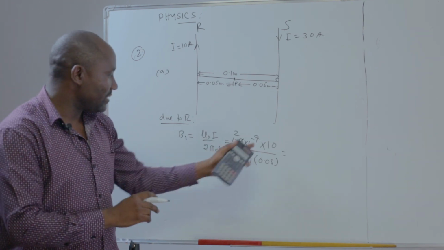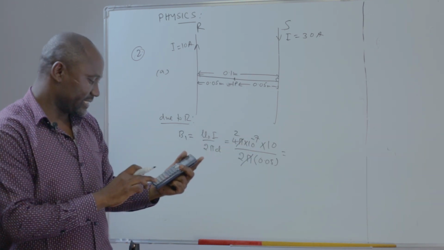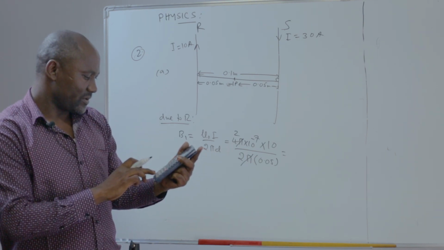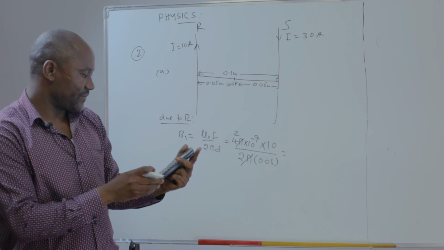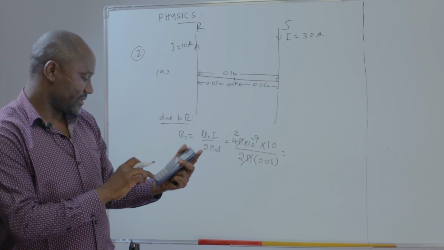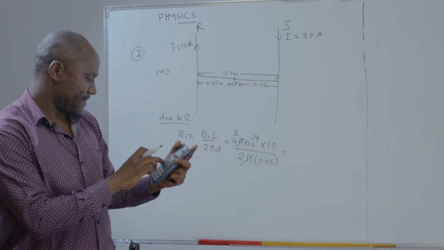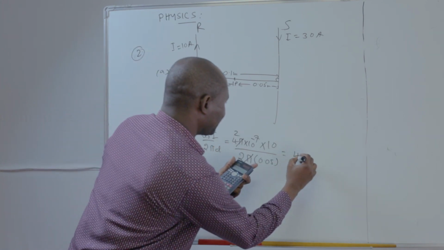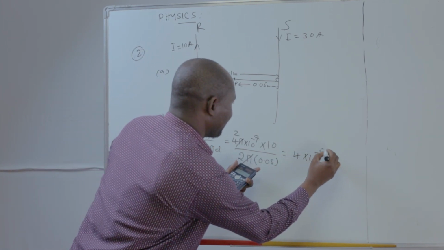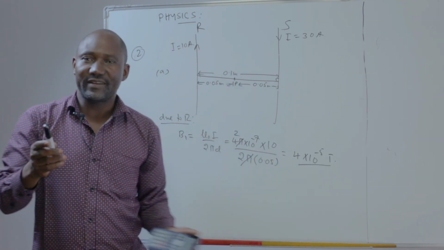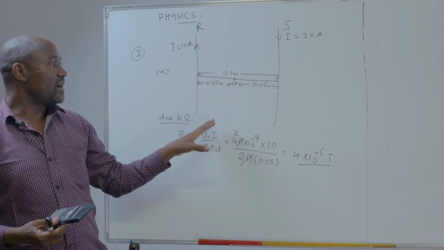So we take, this is 20 divided by 0.005, and then times this power. It's giving us 4 times 10 negative 5 Tesla. This is the magnitude of the magnetic flux density due to the wire R.